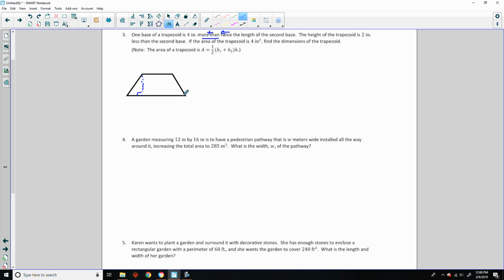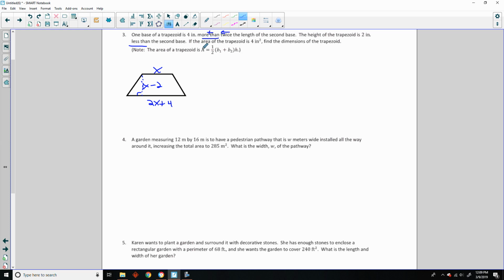So this is the longer one, so I'll call that twice the length of the second base. So 2x plus 4, and this is x. The height of the trapezoid is 2 inches less than the second base. X minus 2. Okay, so there they are. One base is an unknown x. The other base is 2 times that plus 4, and the height is that base minus 2.